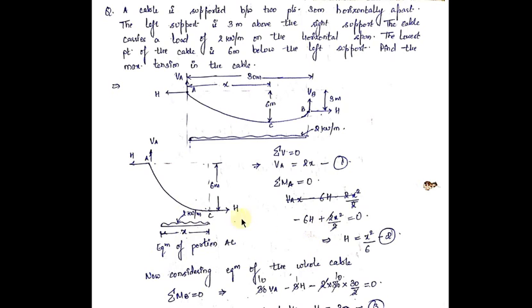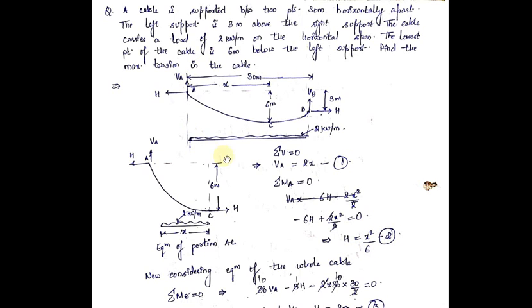For clockwise we will take positive. So plus, first convert UDL into force, so 2 into x, and this force will act at half of x. So the perpendicular distance of point load from A point will be x by 2. So 2x into x by 2, we will get 2x square by 2, this equal to 0. On solving, we will get capital H equal to x square by 6.